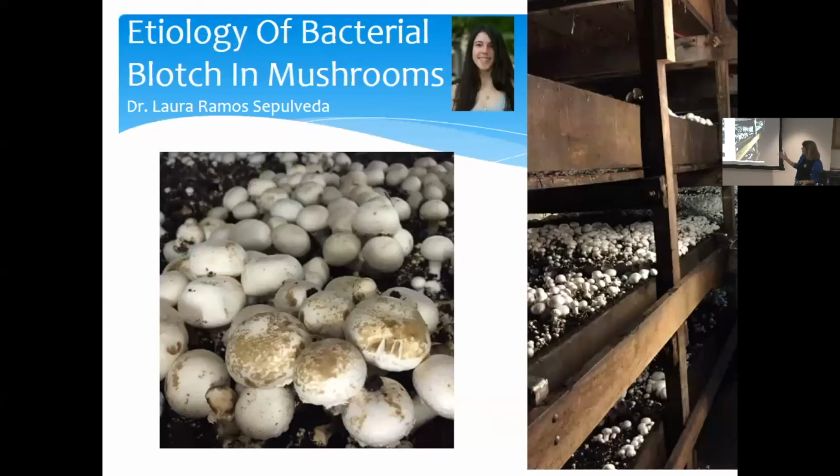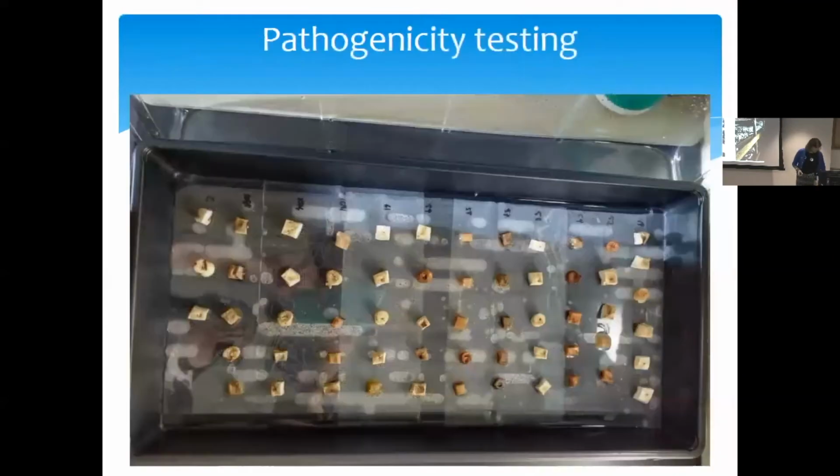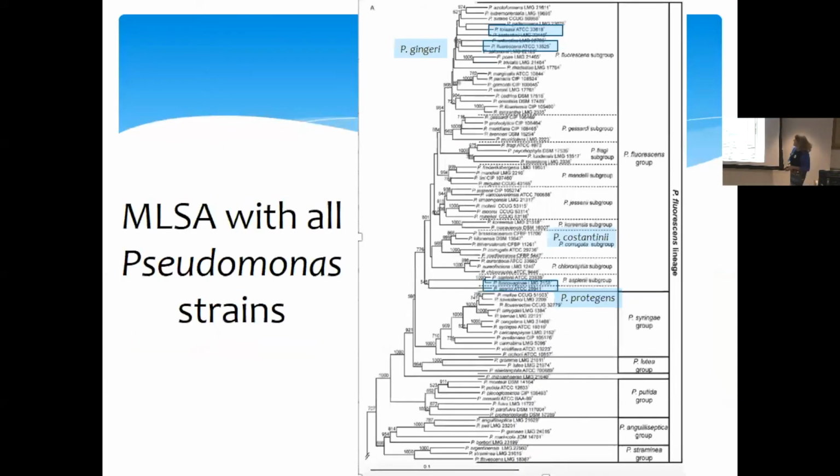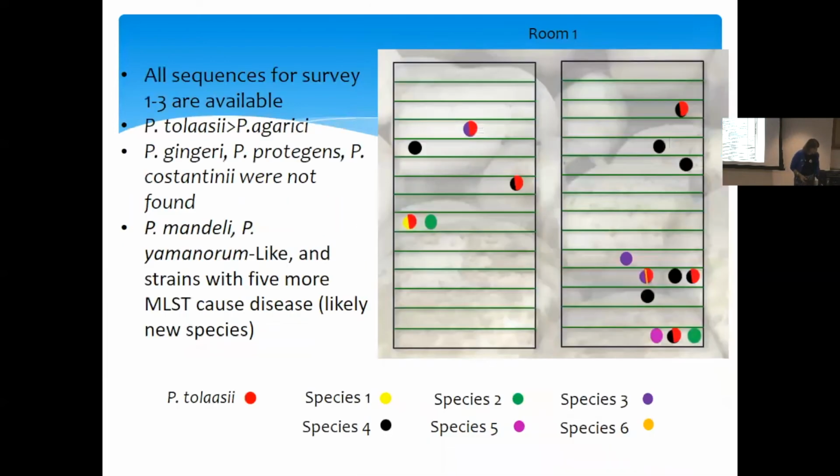The problem is we know from the literature that there are a number of different organisms that cause diseases on mushrooms. Blotch can be caused by Pseudomonas tolaasii, which is traditionally thought of as the blotch organism. But there's also Pseudomonas gingeri, and a number of other organisms have been shown to cause the disease. So we wanted to know what's causing disease in mushrooms in Pennsylvania.